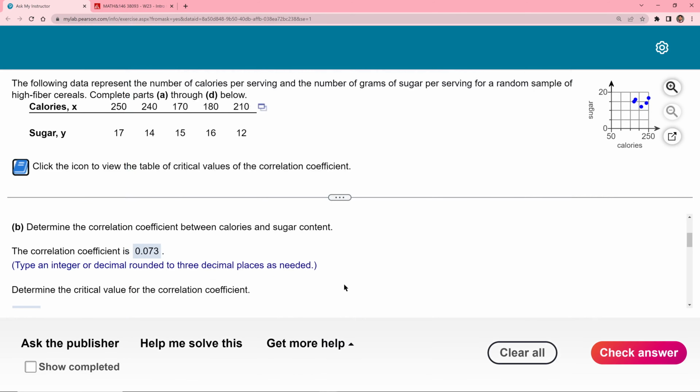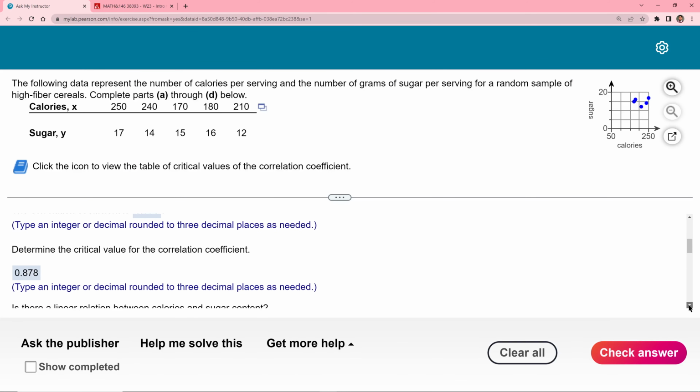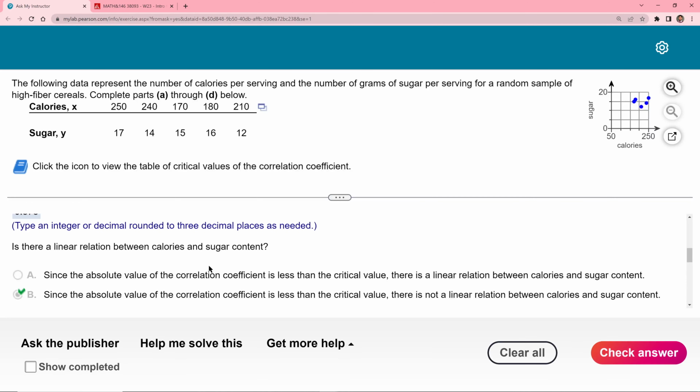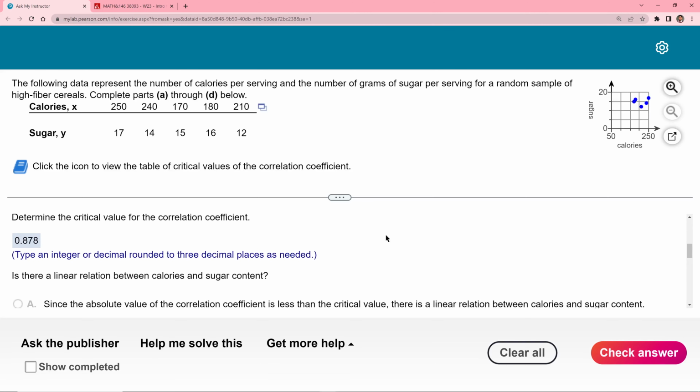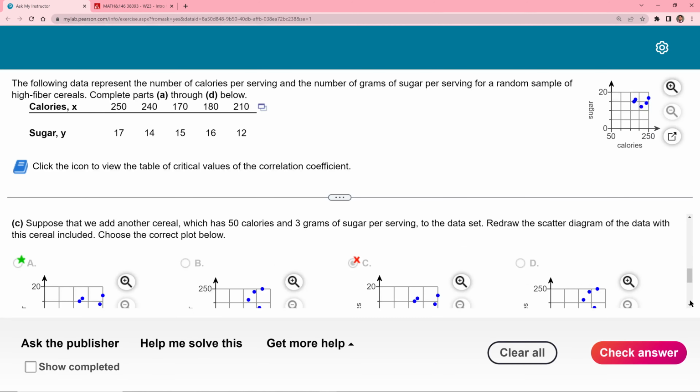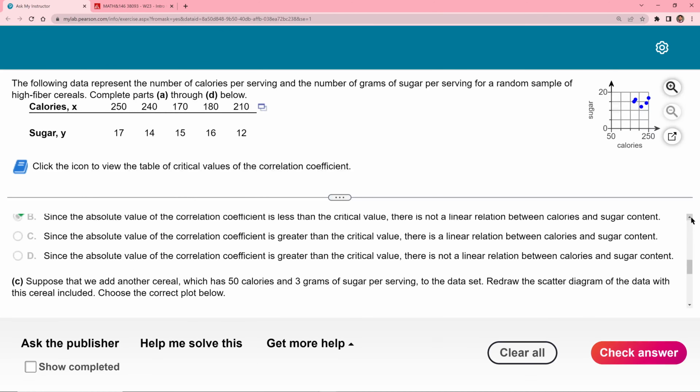So is there a linear relationship? Since it's less than the critical value, and we call it the critical value because it separates the good from the bad. It separates positive relationship versus no relationship, and so therefore it is a very critical number. And the correct answer would be no.